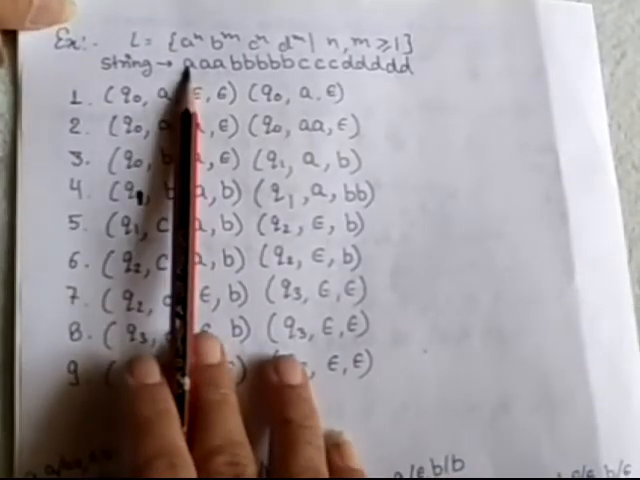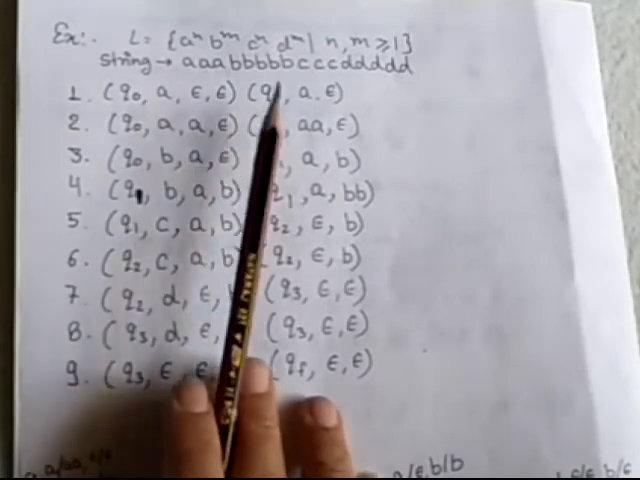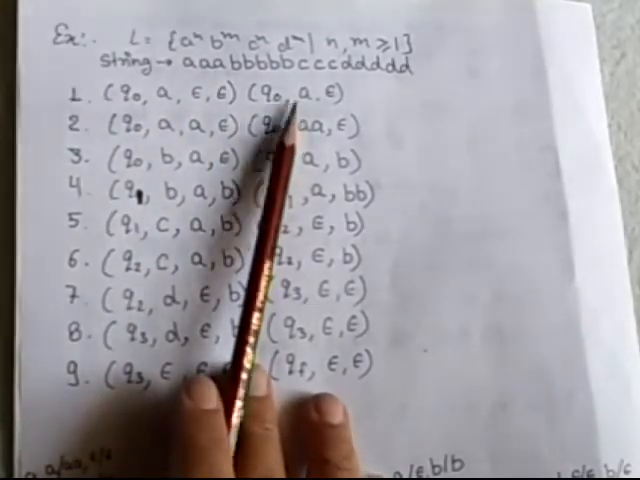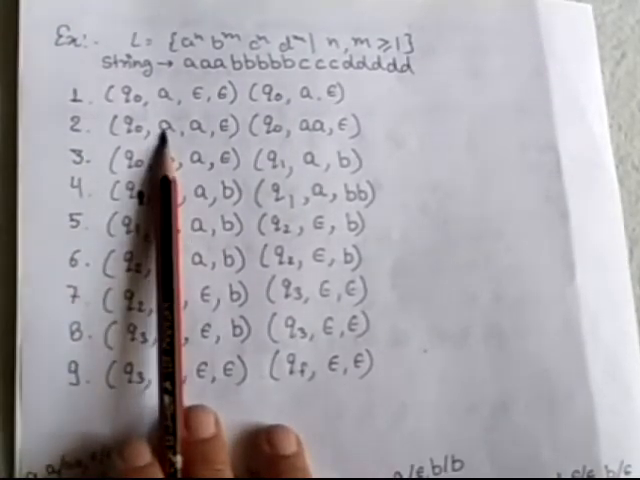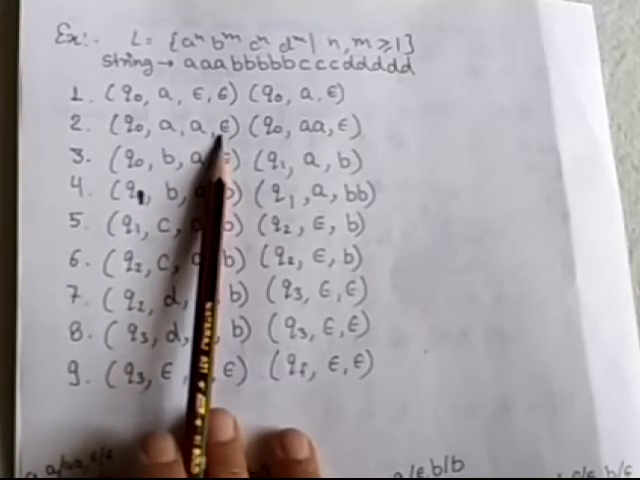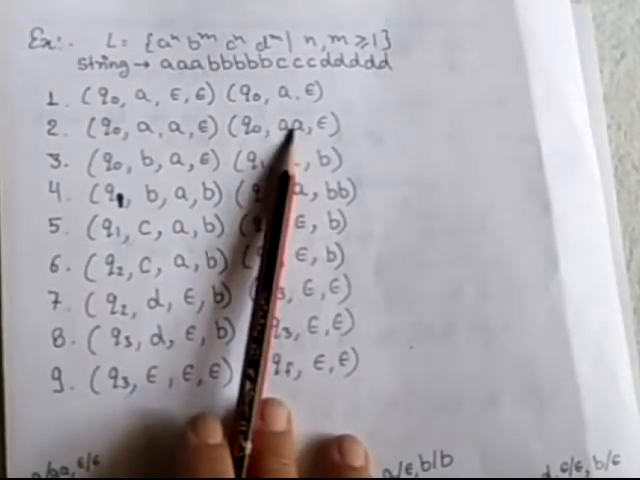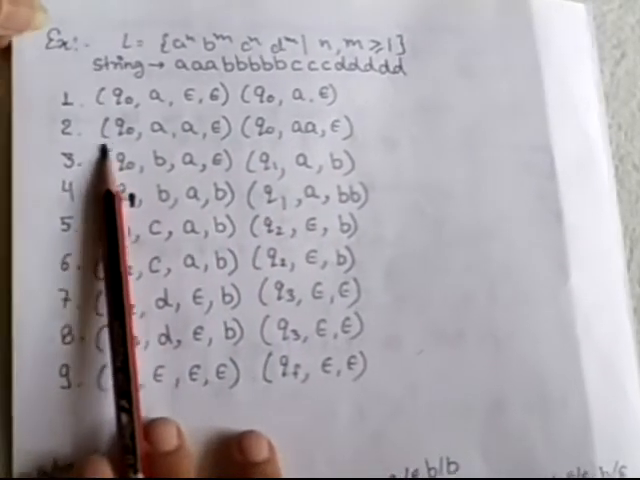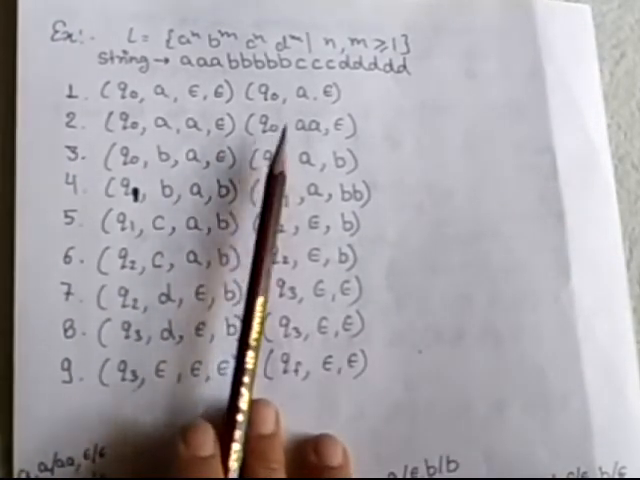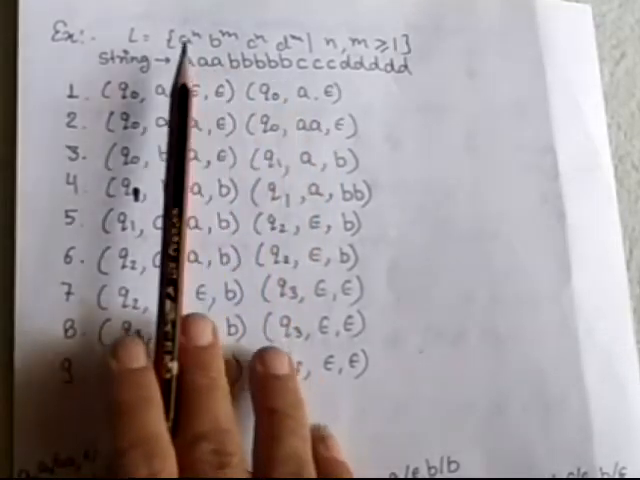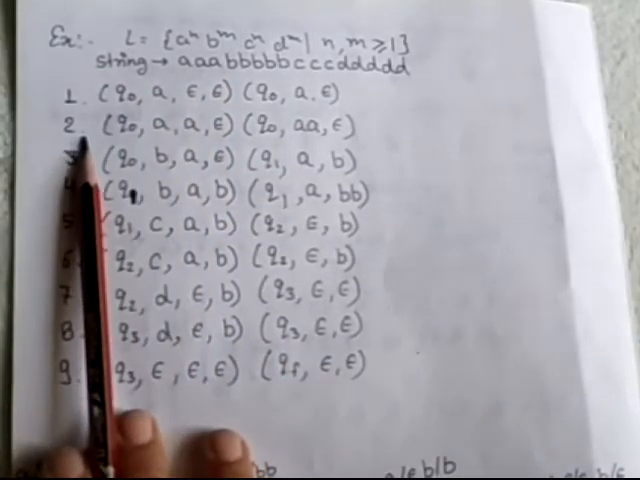We read the first symbol A. Initially both stacks are empty. We remain at the same state and push A onto stack 1. At Q0 we read the next A. Top of stack 1 is A, and stack 2 is empty, so we push this A also onto stack 1. Using this step, I can push any number of A's onto stack 1. Here I have 3 A's, so I can push all the A's using this step.